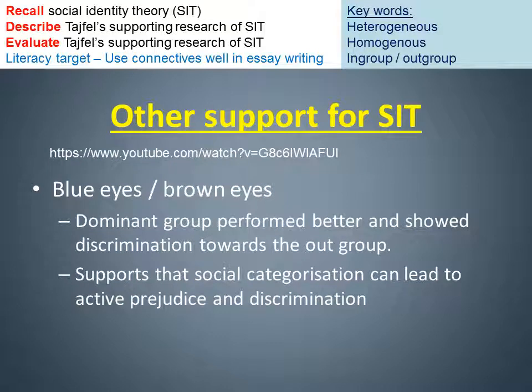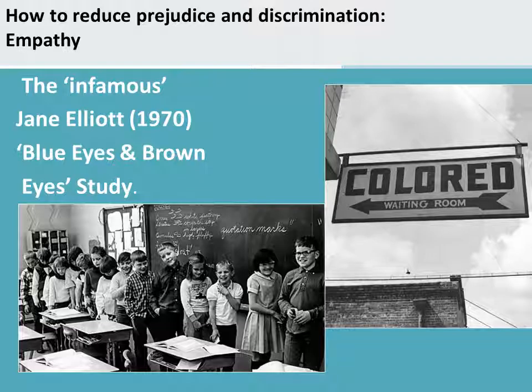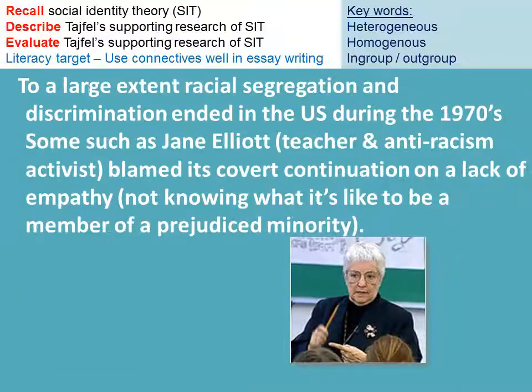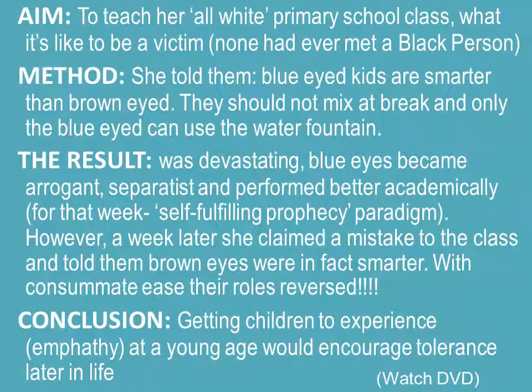We also talked about brown eyes, blue eyes, and there's a YouTube link there if you want to watch that. Now, Brown Eyes, Blue Eyes was Jane Elliott, in 1970, and is one of the most famous psychological situations. Because of the racial segregation during the 1970s in the US, she wanted to see if she could create this within a group. So she taught her all-white primary school class what it's like to be a victim. She told them that the blue-eyed kids were smarter than the brown-eyed kids, and that they shouldn't mix with each other at break time, and that the blue-eyed kids can only use the water fountain.